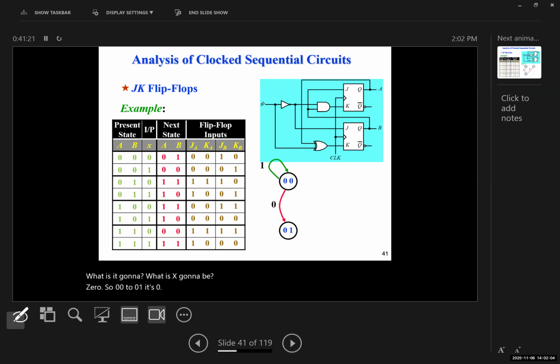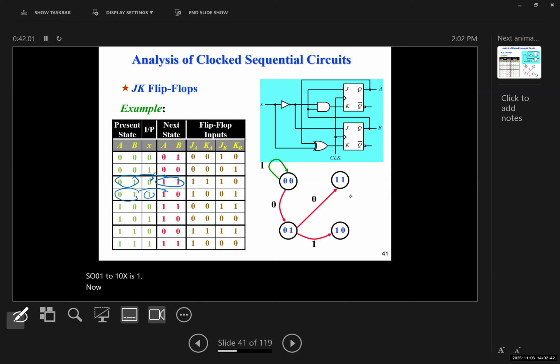Now, if I want to go from 0, 0 to 1, 0, what is x? Or to 1, 1, what is x? X is going to be 0. So I'm going from 0, 1 to 1, 1. 0, 1 to 1, 1, x is 0. Now going from 0, 1 to, if I draw another one, 1, 0. So 0, 1 to 1, 0, x is 1.